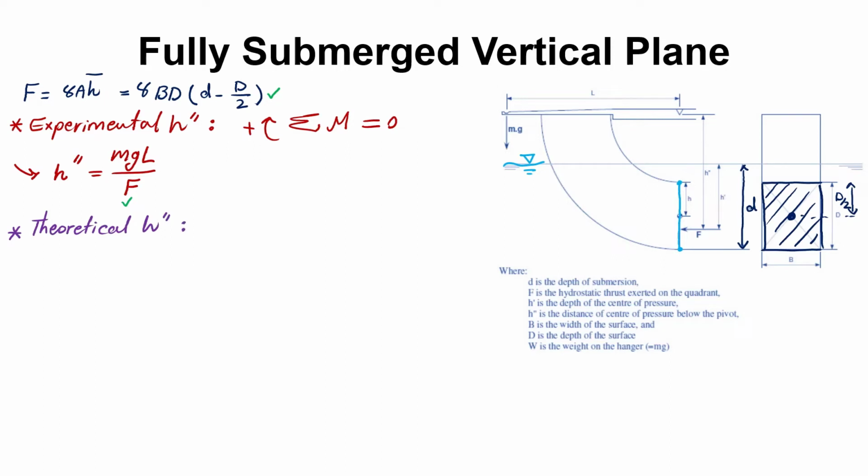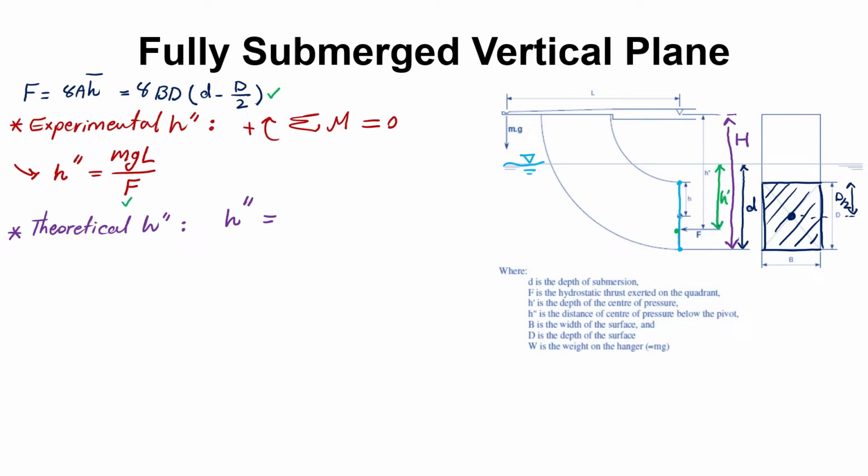Alright, so in order to calculate theoretical h double prime, first we need to find what would be h double prime parametrically using stuff that we have over here. So let's consider this similar to the previous slide. Let's consider this distance to be capital H. Okay, and then this distance over here is essentially the center of pressure, h prime. H prime is the distance from the surface of water all the way to the center of pressure, which is right over here where F is applied.